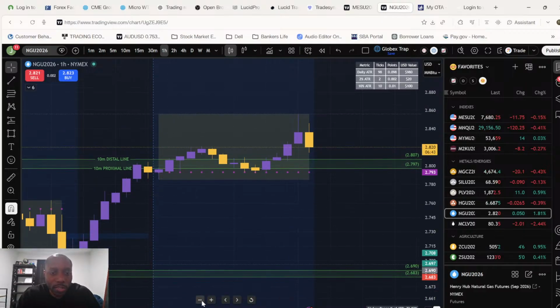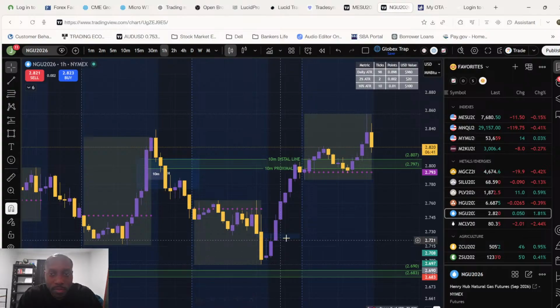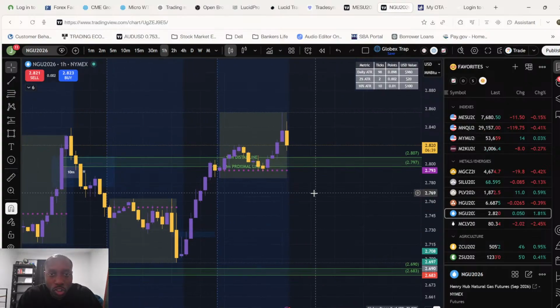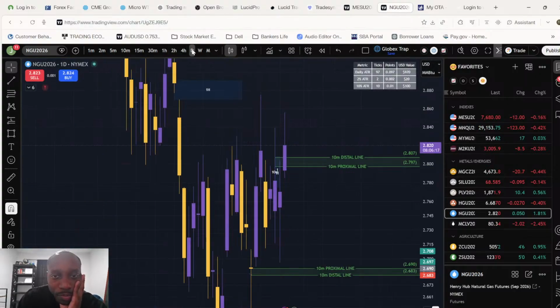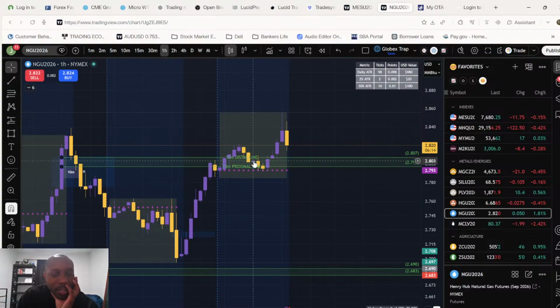Natural gas. You swept here, previous high, closed below it, and then now this next 1 hour candle could close below, sweeping the previous candle, which means that we could be looking at a turnaround here on natural gas. And that's a possibility.